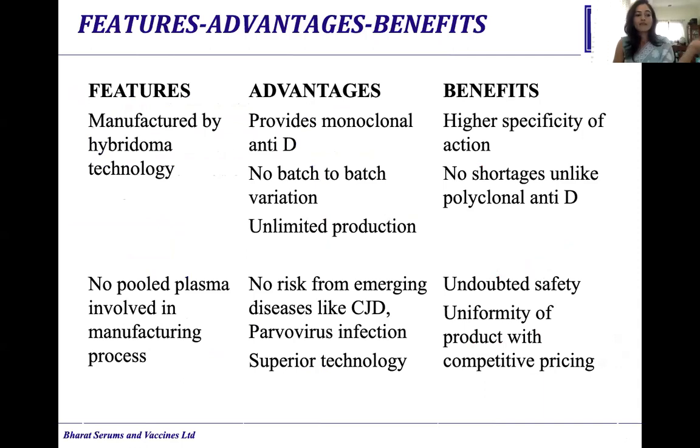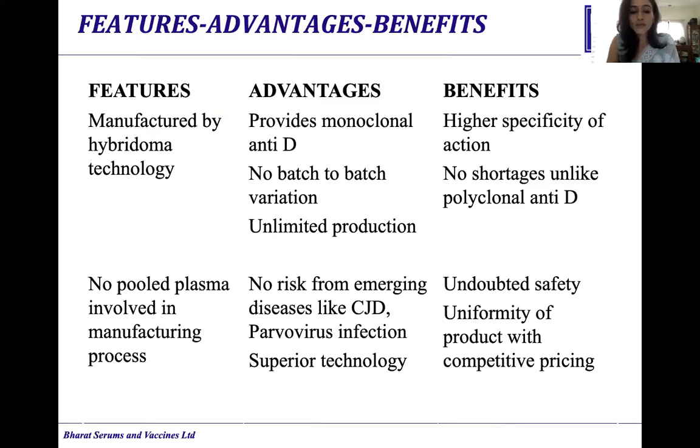So the features are, it is manufactured by hybridoma technology. There is no pooled plasma. What happens in polyclonal antibodies is that premenopausal women are used. The Rh negative people are exposed to Rh positive RBCs, and they mount an antibody response, and the anti-D antibodies are pooled from such people's sera. That's why it's a polyclonal antibody. As opposed to that, the monoclonal antibody is not from pooled plasma. It is developed in the laboratory by hybridoma technology.